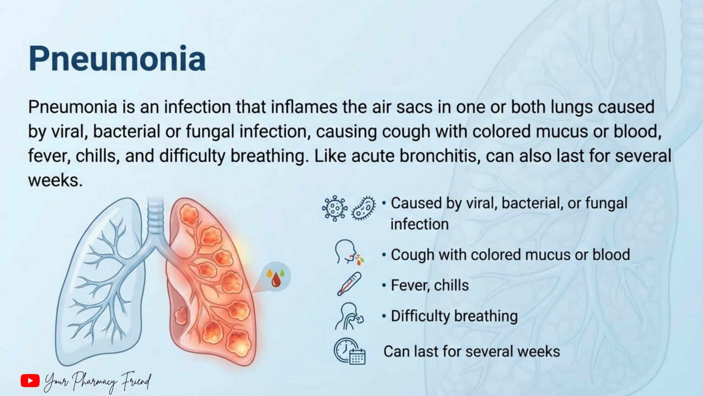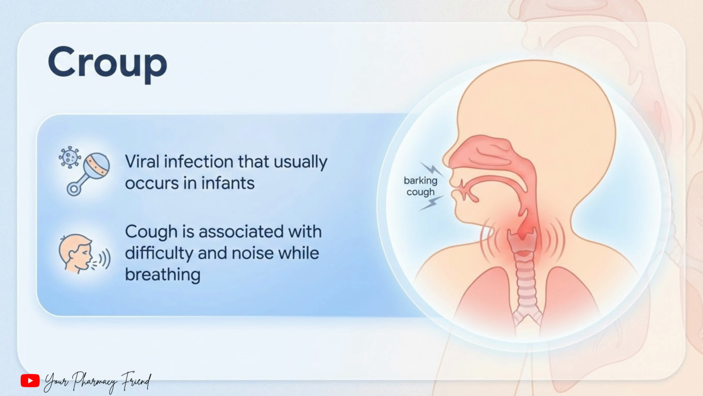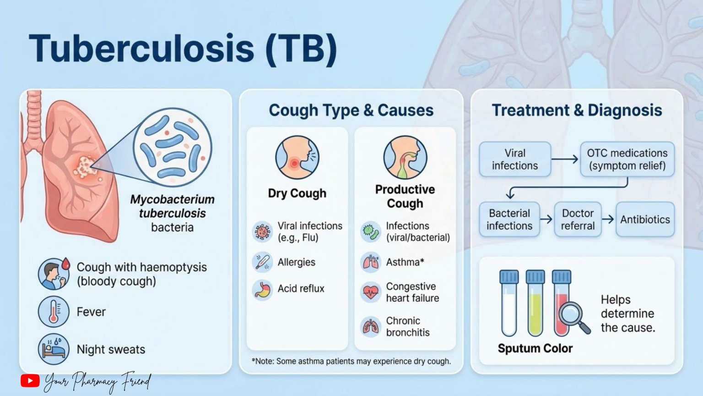Pneumonia is an infection that inflames the air sacs in one or both lungs, caused by viral, bacterial, or fungal infection. Symptoms include a cough with colored mucus or blood, fever, chills, and difficulty breathing. Like acute bronchitis, it can also last for several weeks. Croup is a viral infection, usually occurring in infants and young children. It is characterized by a distinctive, barking cough, and difficulty and noise while breathing. Tuberculosis, or TB, is caused by Mycobacterium tuberculosis bacteria. Symptoms include a bloody cough, fever, and night sweats.